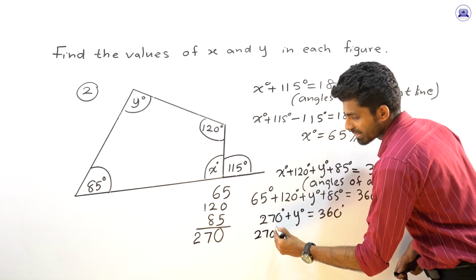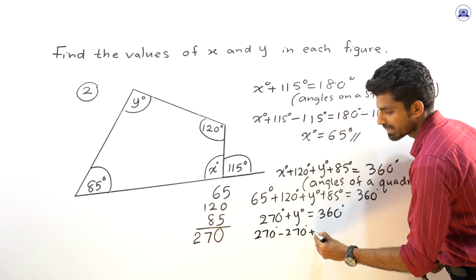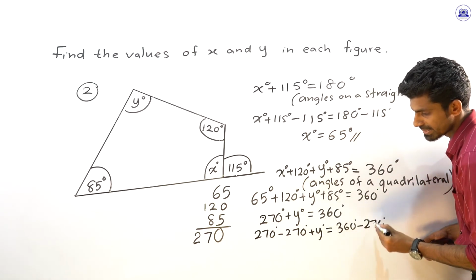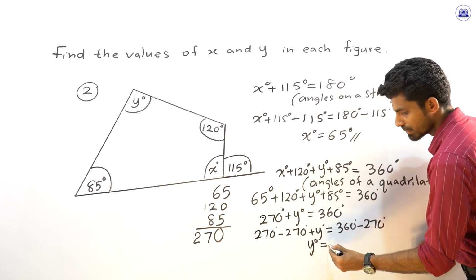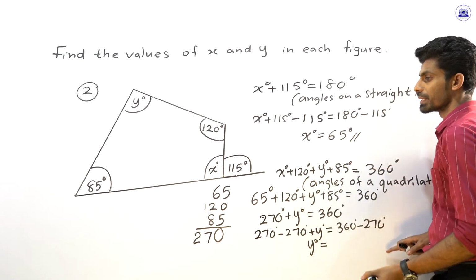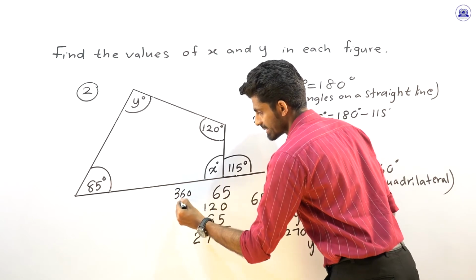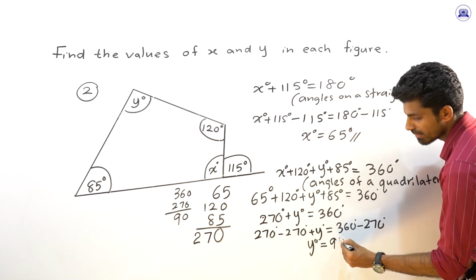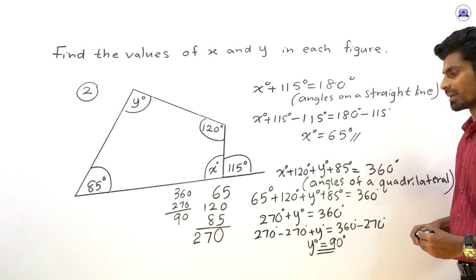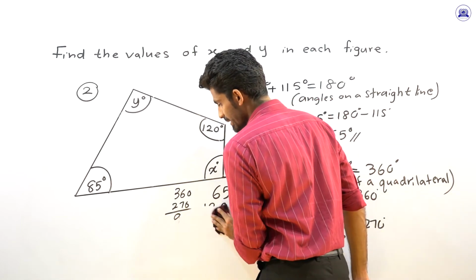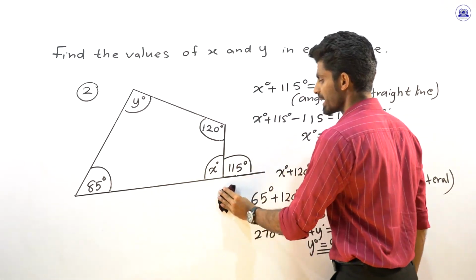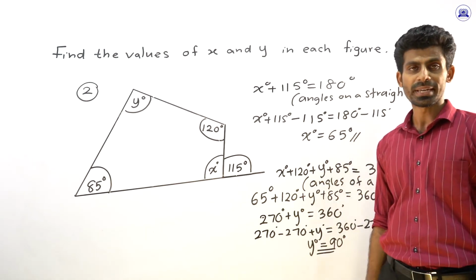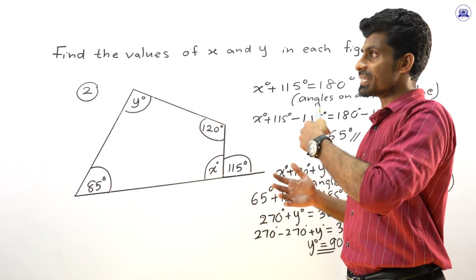To remove that 270, I need to add minus 270. So y equals 360 minus 270. 360 minus 270. So you can find out the value. Y equals 90 degrees. So you can write down the answer. X equals 65, then y equals 90. So we need to move to the next part.